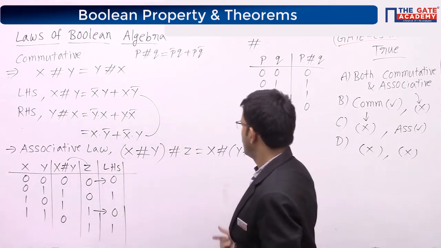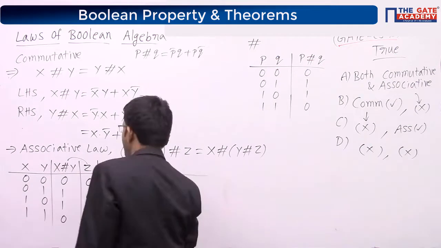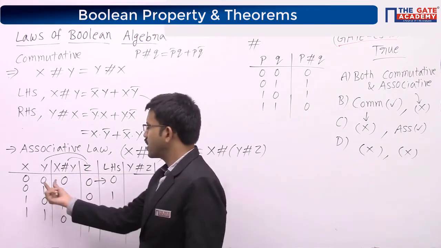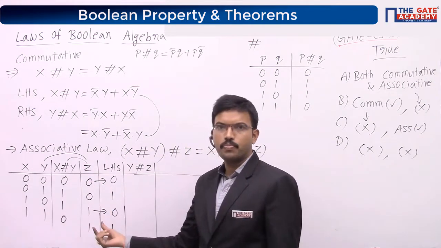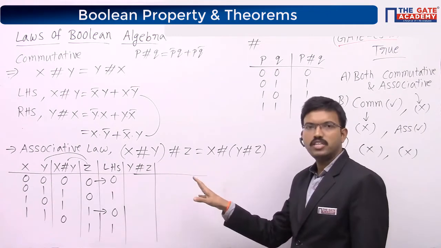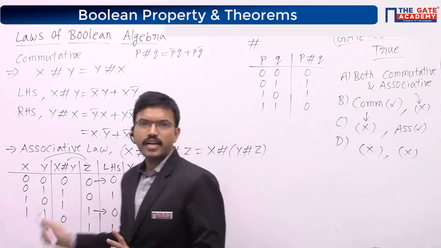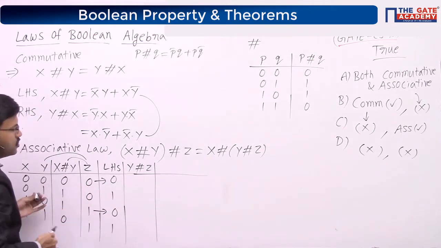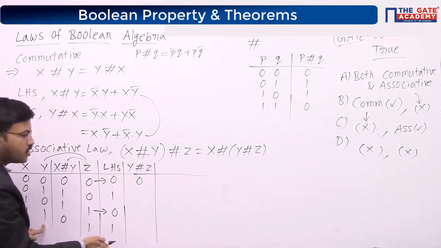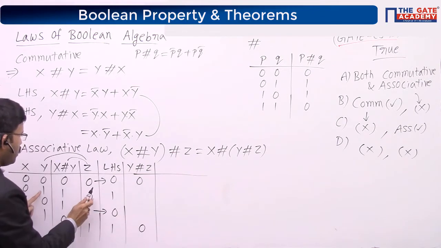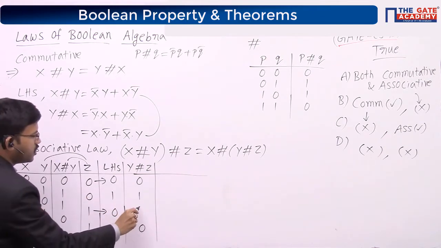Next, I will consider y hash z first. That means here I have the y variable, here the z variable. Consider this is like your p, this is like q. If both values are the same, output is 0. If both values are different, output is 1. Here both values are 0, so output is 0. Both values are 1, so output is 0, since both values are same. Here 1, 0, output is 1; 0, 1, output is 1.